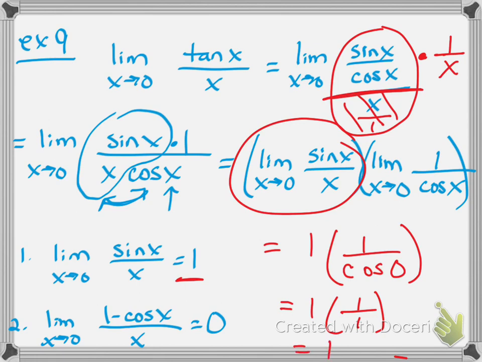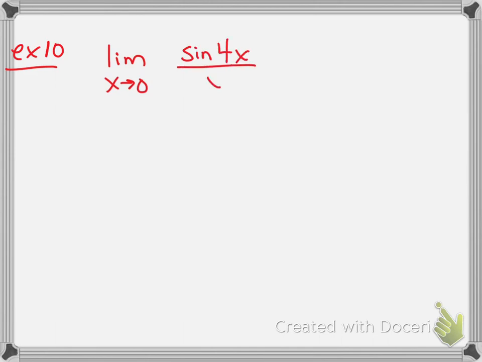Last example. I know this has been a little lengthy. Example 10. The limit as x approaches 0 of sine of 4x over x.